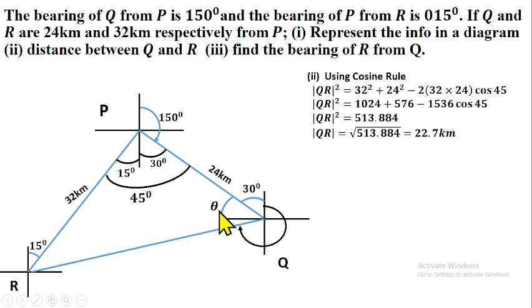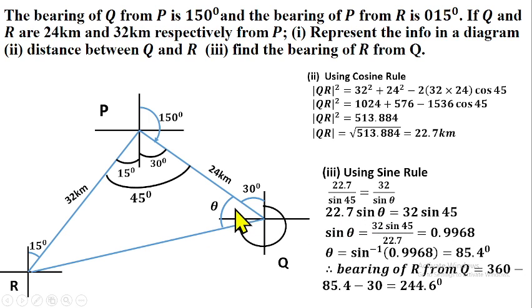So how can we find this angle here? We can use the sine rule. Since we have a pair completely now, this angle is given. We have this side facing it, which is 22.7. So that means we have 22.7 over sine 45 equals the side that is facing the angle we are looking for, which is 32 over sine theta. Cross multiply. We have this. Divide both sides by 22.7. We have sine theta equals this. Divide this with your calculator. We have 0.9968. To find theta, find the sine inverse of 0.9968, that gives us 85.4.